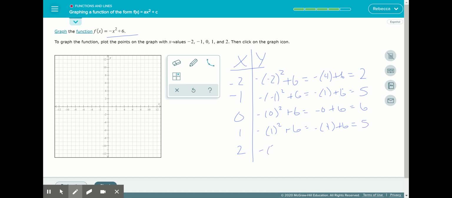Now I want the opposite of 2 squared plus 6. Again, if you're going to use a calculator to do these calculations, you want to make sure you're typing in the parentheses. Otherwise, the calculator will not calculate the information correctly. So 2 squared is 4, so I want the opposite of 4 plus 6, and we get 2. So now we're going to go ahead and plot our ordered pairs.